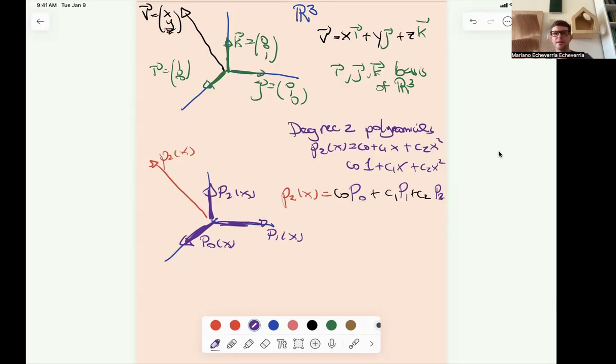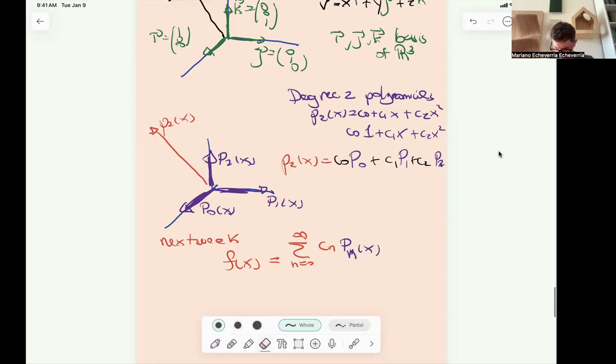But the idea will be that for a general function, not a polynomial, what we'll see next week is that it's the same, but then you need the whole infinite sequence of Legendre polynomials. So you would express it as a series. And this is called the Legendre series. So it's an analog of the Fourier series.